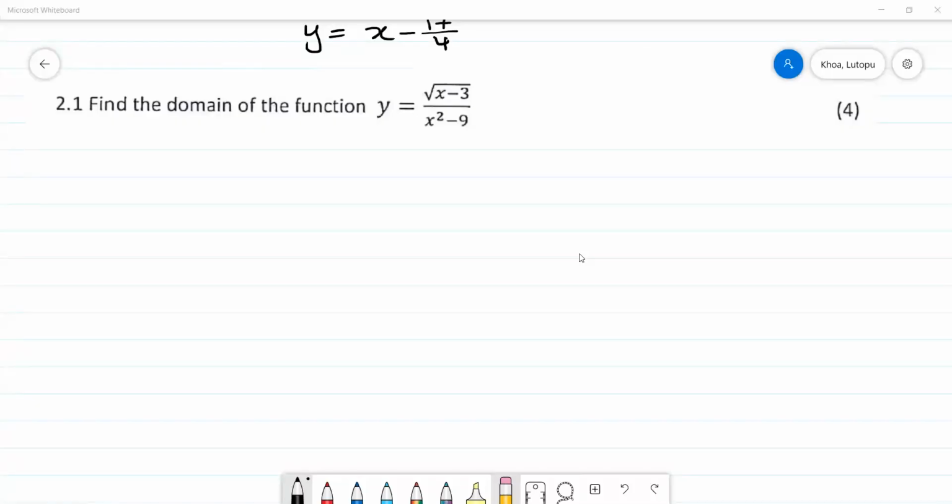Okay, question 2.1 says find the domain of this function. So remember, in the domain, we need to make sure our denominator, x squared minus 9, is not equal to 0. And we need to make sure that what is under the square root is greater than or equal to 0. So we solve these two, and then that will tell us what our domain is.